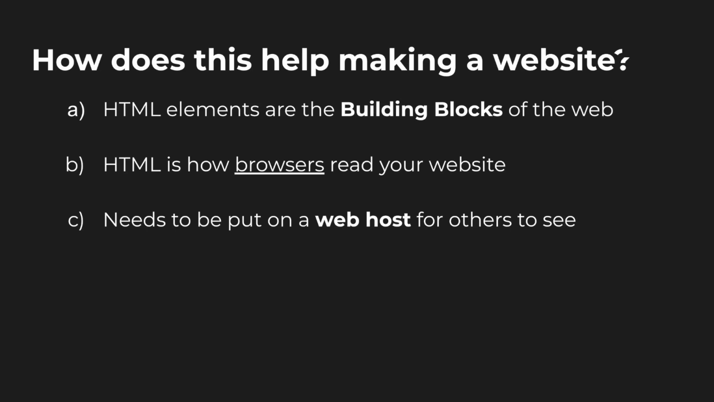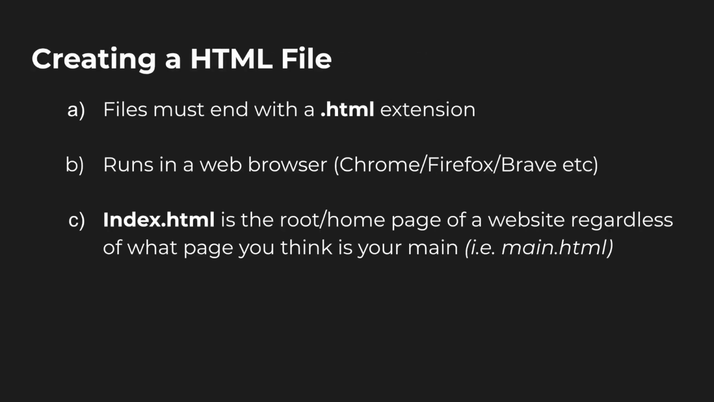Now, to be able to see a website, you need to put it on a web host for others to see. And that's essentially how the World Wide Web has grown: a collection of shared documents for other people to see. Now, to create an HTML file, you simply create a new file with whatever name you want, and then at the very end you add a .html extension, and that produces an HTML file.